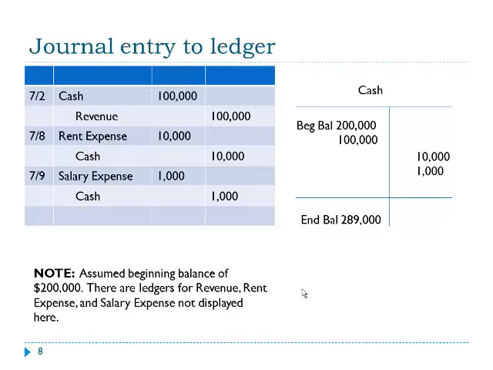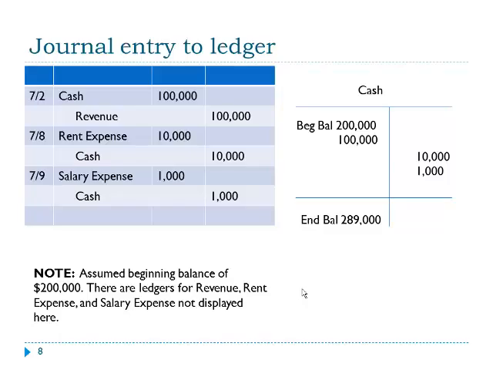The next entry is a decrease to cash for rent expense. It's on the right side in the journal, it's on the right side in the ledger. The next entry is another decrease for salary. It's on the right side in the journal entry, it's on the right side in the ledger.